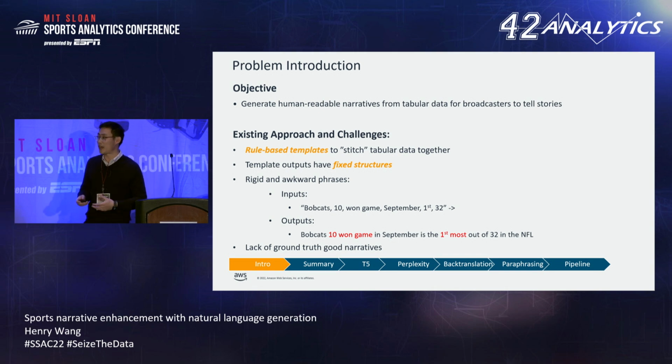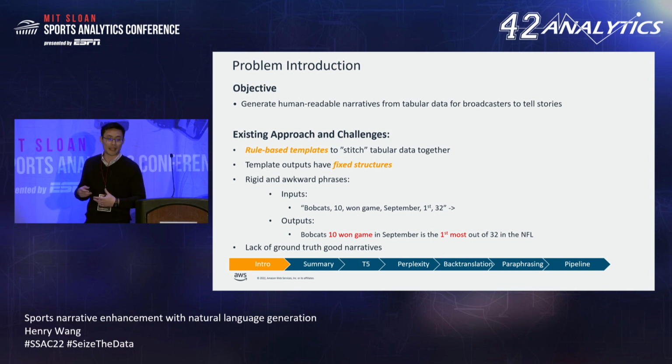So certain times when a lot of information needs to be packed in there, you could have rigid and awkward phrases. So one example is you look at the input here, Bobcats, which is a team that maybe Amazon will introduce in 20 years. But they have a 10-1 game, and the time is on September the 1st. There's 32 other teams out of the league. So what you could see from the template is Bobcats' 10-1 game in September is the first most out of 32 in the NFL, for example. And there's really not an easy way for them to fix it except for manual interventions, right?